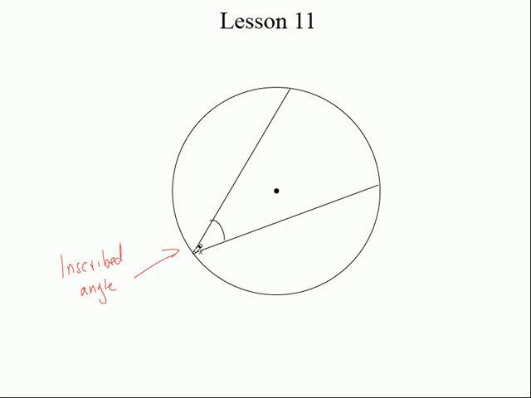Now, an inscribed angle means the vertex lies right on the circle itself. It's not outside the circle. It's not inside the circle. It's right on the circle. So the point has to be on that circle. Everybody got it? All right, now it cuts off an arc.